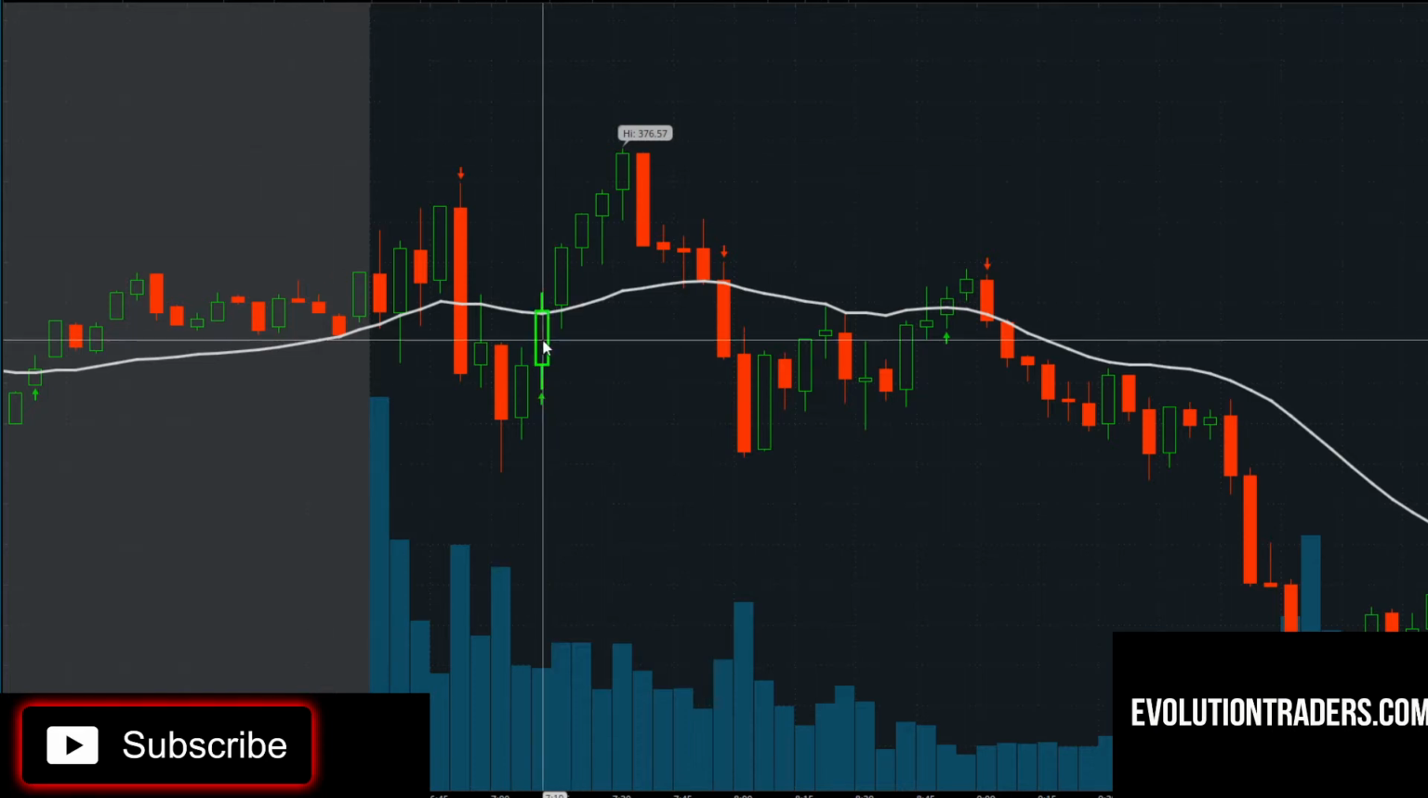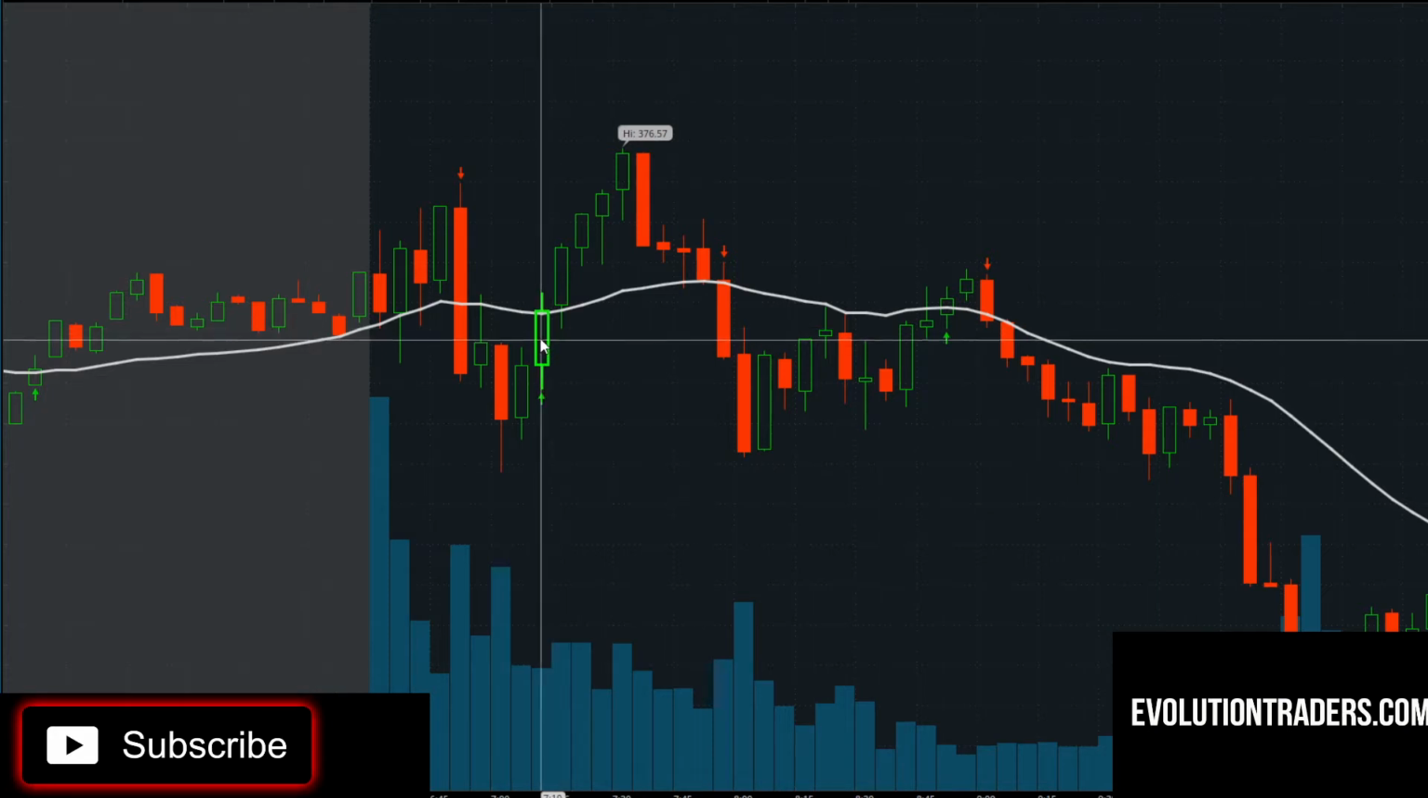So if we're looking for a reclaim to go long on the triple Qs, we are looking for the stock or the ETF to be trading under the 20 period moving average. Then we're looking for it to close over the 20 period moving average. And then the next candle to confirm that price.